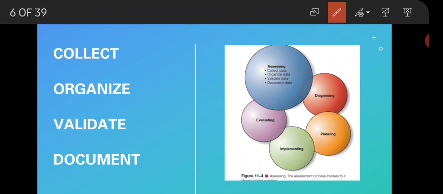Now, if you look at this, we have a mnemonic here, COVD. These are the procedures in doing your assessing. First, you collect the data, then you organize the data. Once you have all the necessary data, you validate them, and then documentation of your data.